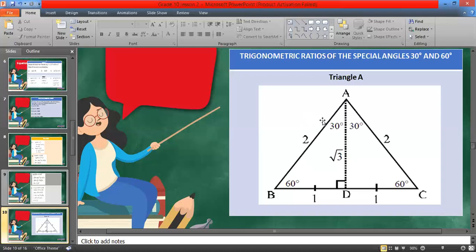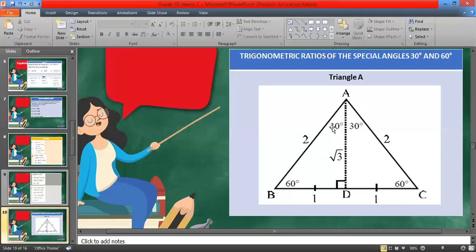Now, what about tan 30 degrees? Tan is opposite over adjacent. So tan 30 will be opposite 1 over adjacent root 3. So tan 30 will be 1 over root 3.